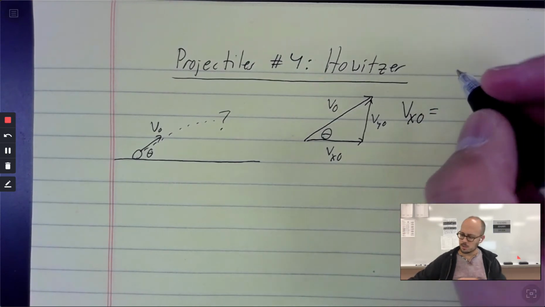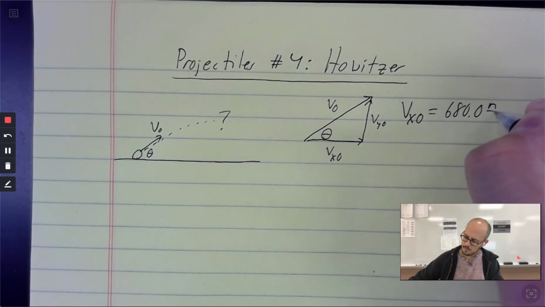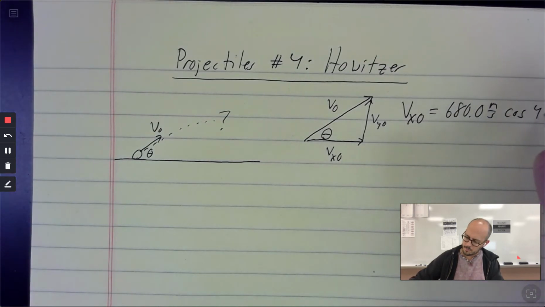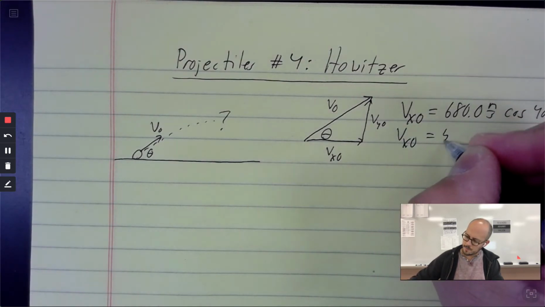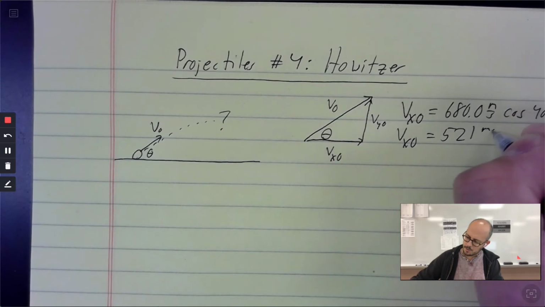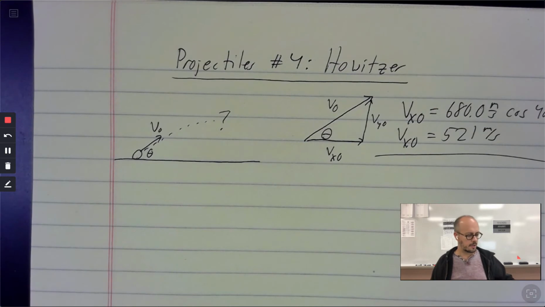The initial x velocity is going to be 680 times the cosine of 40 degrees. And so that velocity is going to be 521 meters per second. So that's important and also very nice because that velocity is not going to change. Any projectile is going to have the same horizontal velocity at all points in its trajectory. So we get to keep that number 521 and use it at the end of the problem.